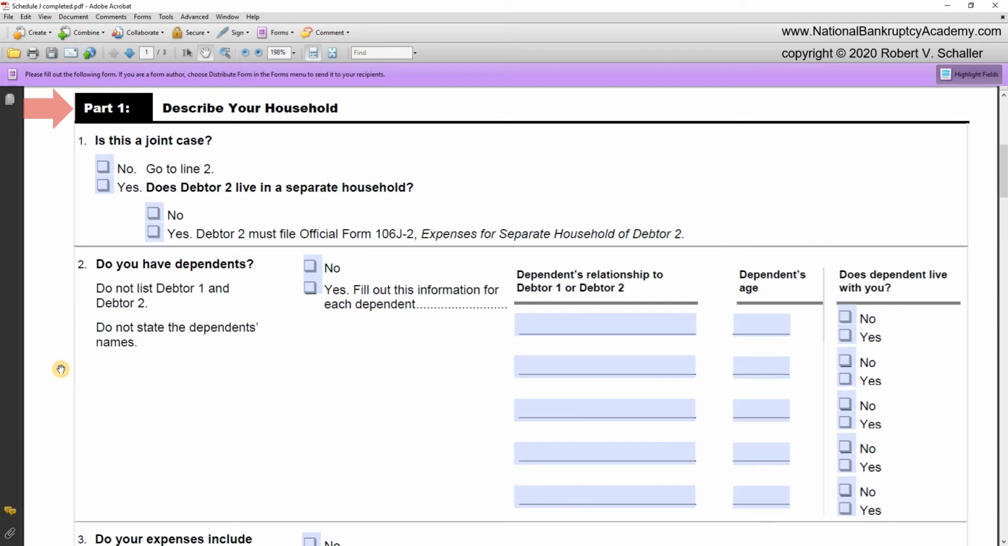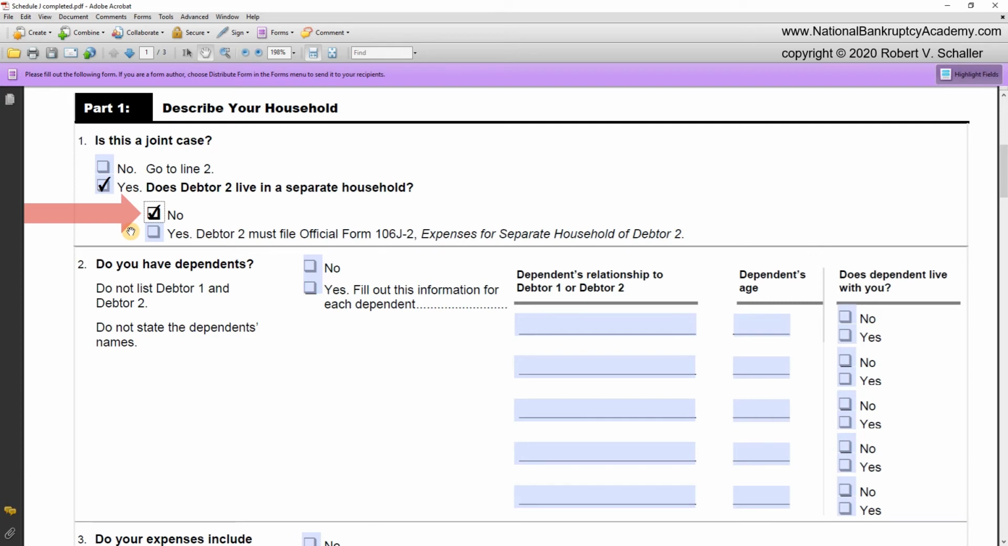Part 1 is titled, Describe Your Household. Line 1 asks the question, is this a joint case? If it's not, click the No button and go to line 2. But in this particular case, this is a joint case. George and Martha Washington are filing jointly. So we're going to click the Yes box. Does debtor 2 live in a separate household? No, they live together. So we're going to click the No box.